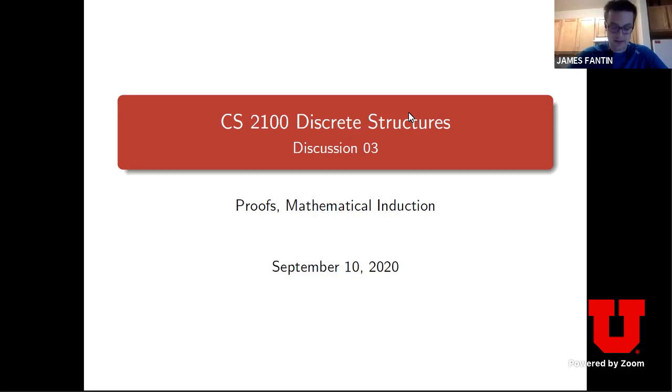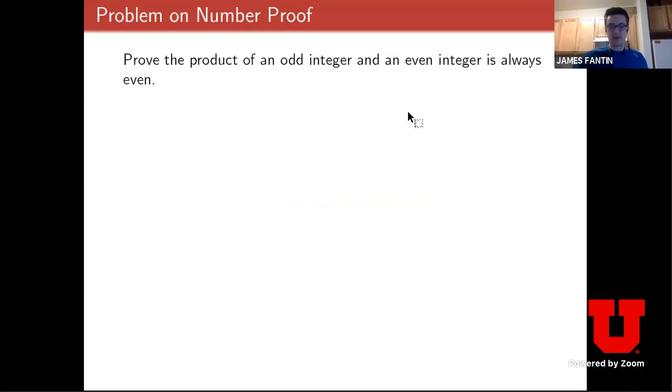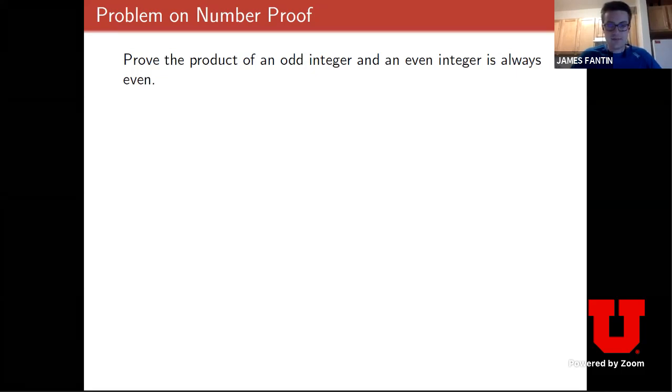So let's go ahead and get started on the first problem. Here we've got a practice problem with a proof. We're asked to prove that the product of an odd integer and an even integer always gives an even integer. Take a minute or two to think about the problem and the definitions. What do we need to define for odd integer and even integer? Get started, and then we'll go through the solution.